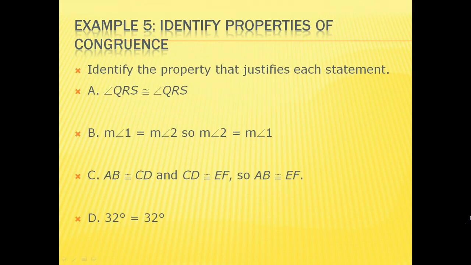Identify the property that justifies each statement. Angle QRS is congruent to angle QRS. This is the reflexive property of congruence, or of equality. Measure of angle 1 equals the measure of angle 2, so the measure of angle 2 equals the measure of angle 1. This would be the symmetric property of equality.